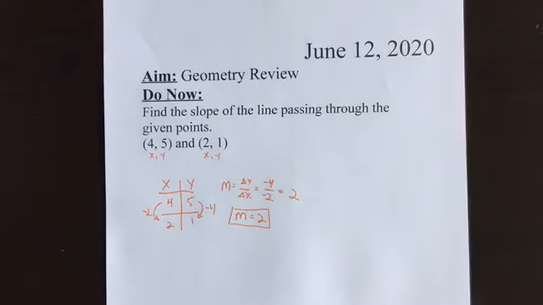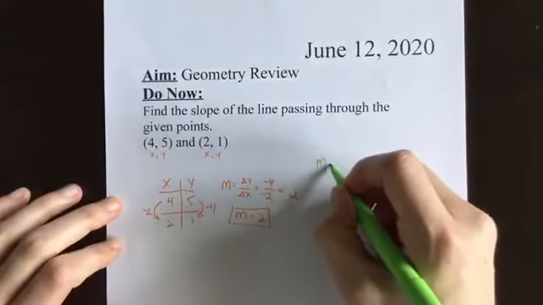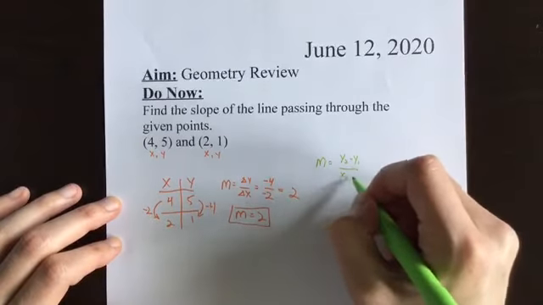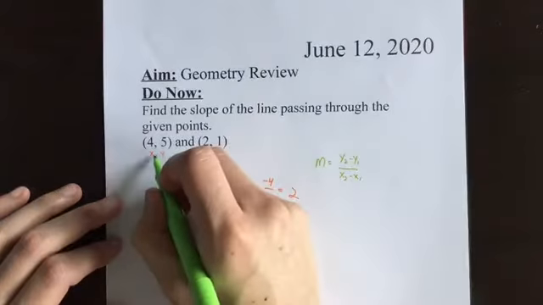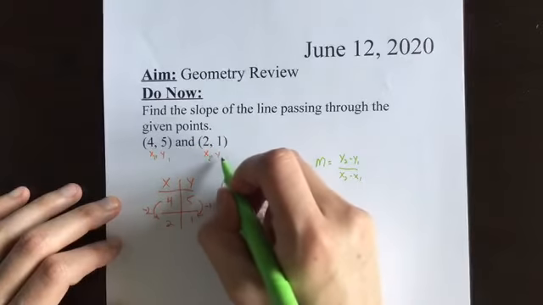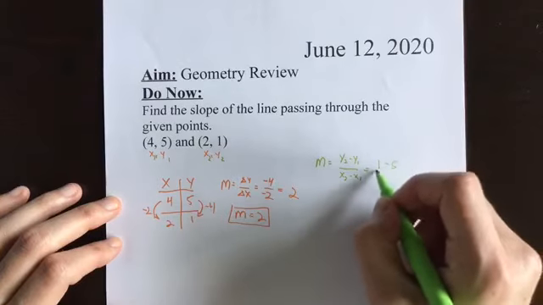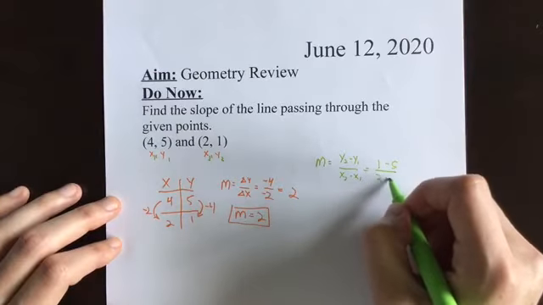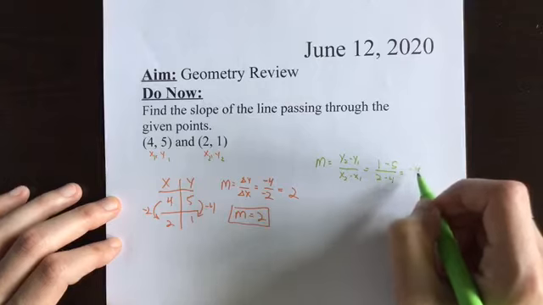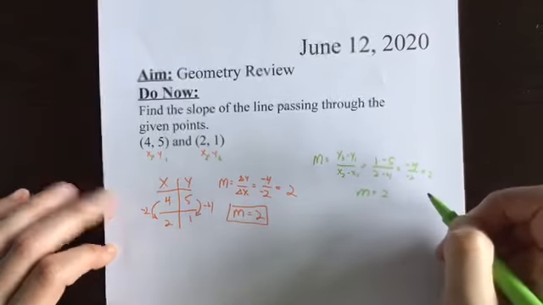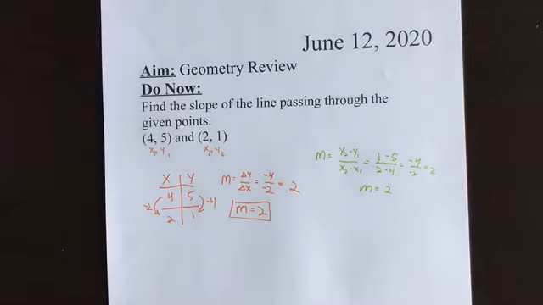The other method is we could have used the equation method, that the slope is y2 minus y1 over x2 minus x1. And we have to choose x1, y1, x2, y2, substitute in, so that would be 1 minus 5 over 2 minus 4, either way, -4 over -2, which is a +2. So let's go on to our geometry review.